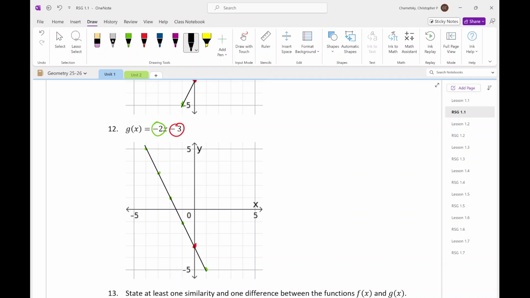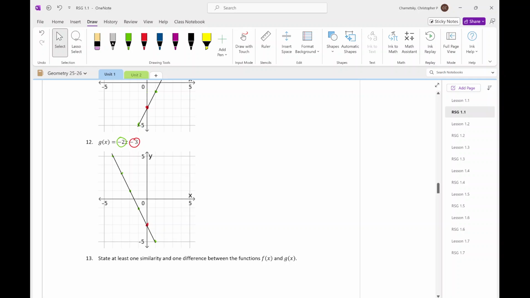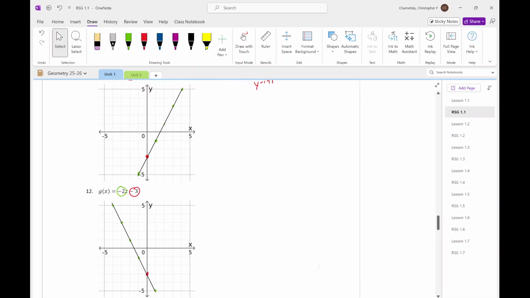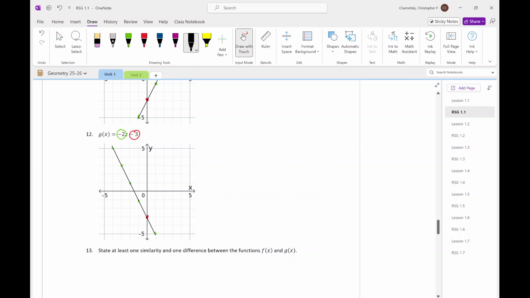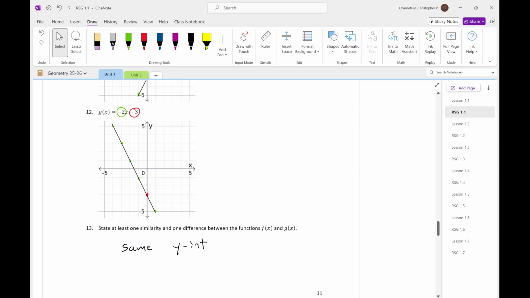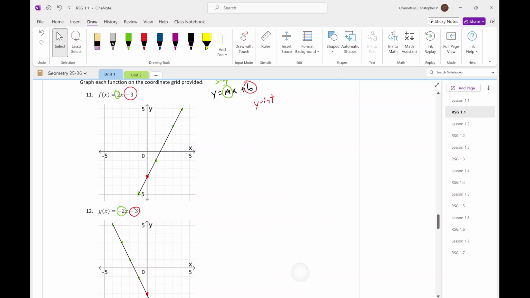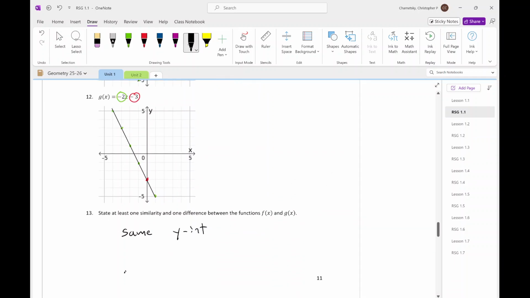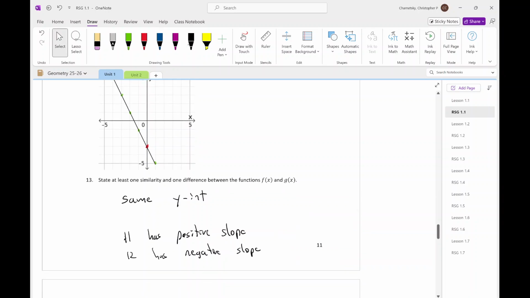Okay. All right, what is one similarity and one difference between these two functions? Well, they both have the same y-intercept. So same y-intercept, that's something that's the same. But the first one, number 11, has a positive slope, while number 12 has a negative slope.